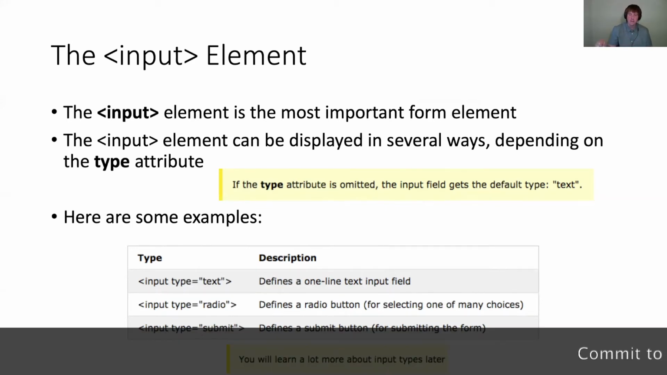You'll see the little yellow there. Most likely that's going to be on a quiz or a test question. I'm going to have an input element there. I'm going to omit the type. I'm going to ask you what type is it going to be. You'll want to know the default type for an input element is going to be text.